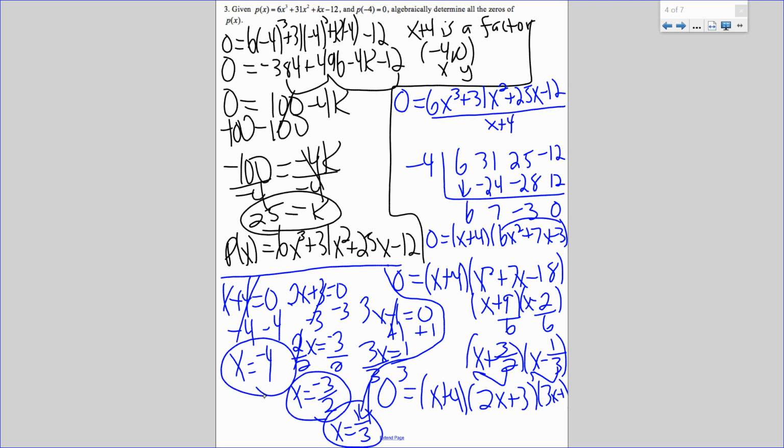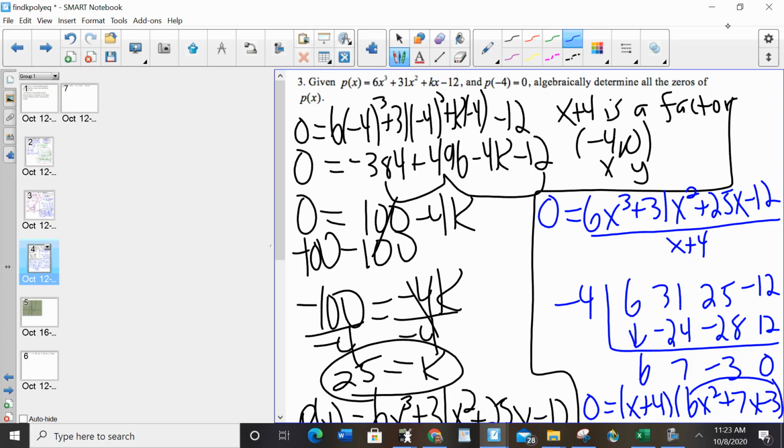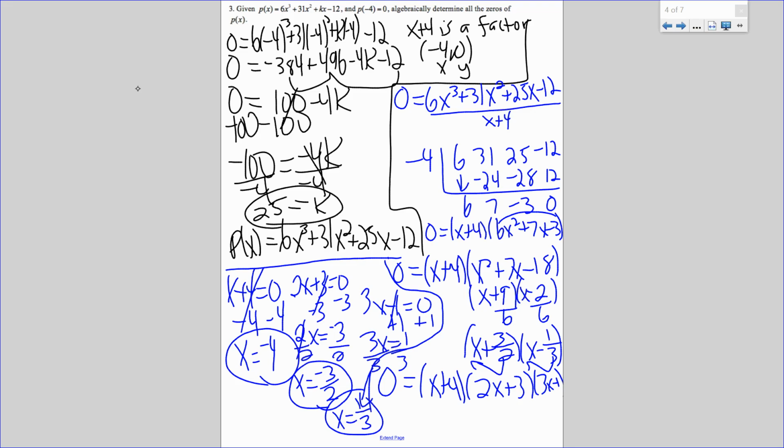So again, I'll talk my way through it one last time. Because p of negative 4 is 0, that means that negative 4 is a 0, which means that x plus 4 is a factor. So if negative 4 is a 0, that means that the point negative 4, 0 is on the graph. So I replaced p of x with 0 and x with negative 4. I solved for k, I got 25. I subbed it in, that gave me this equation.